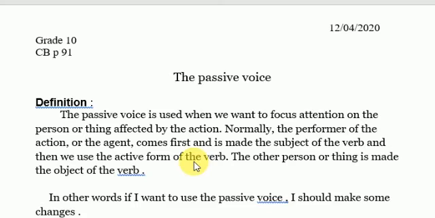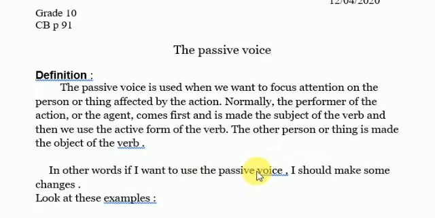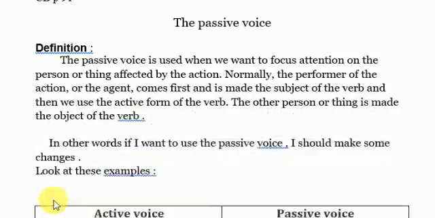In other words, when I want to use a passive voice, I should have an active voice sentence, as you know. Then this active voice sentence should be transformed into a passive voice sentence, and I should make some changes. All right, it's quite easy. Listen carefully. Let's proceed. The other person or thing is made the object of the verb. In other words, if I want to use the passive voice, I should make some changes.